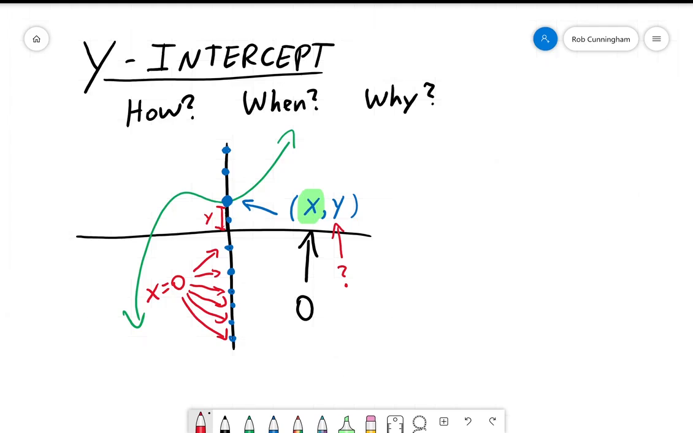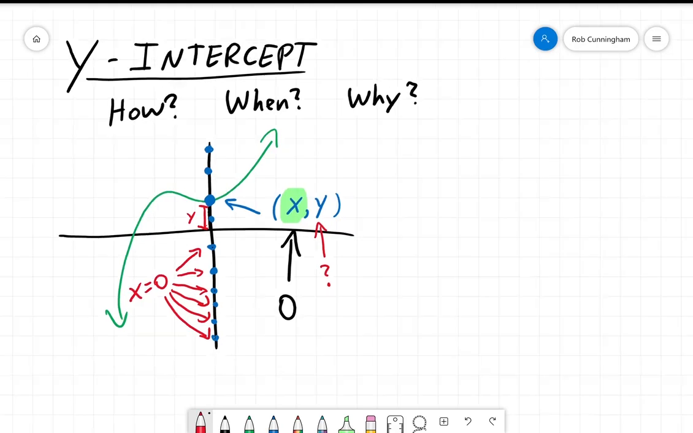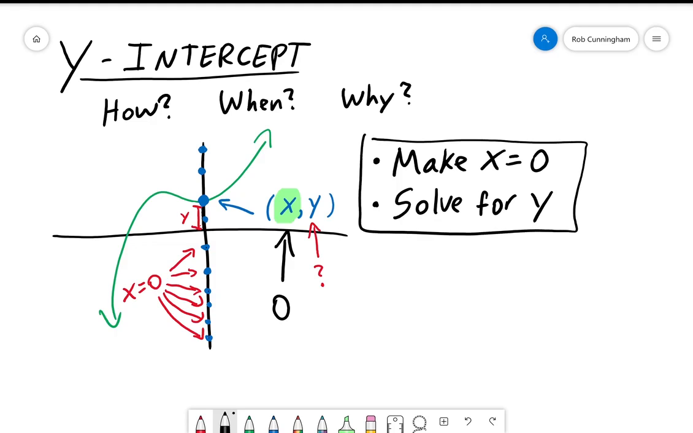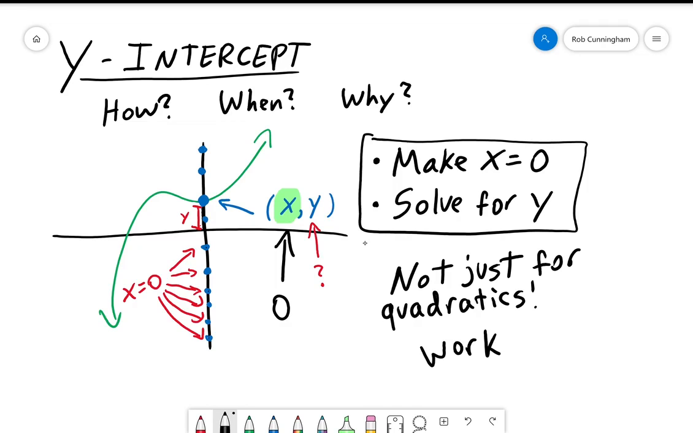So, if I want to find the y-intercept of any equation, all I have to do is make x equals 0 and then solve for y. That's it. That is always the case when you are looking for the y-intercept, no matter what function you're dealing with, by the way. This is not just for quadratic functions. This works for any equation forever.